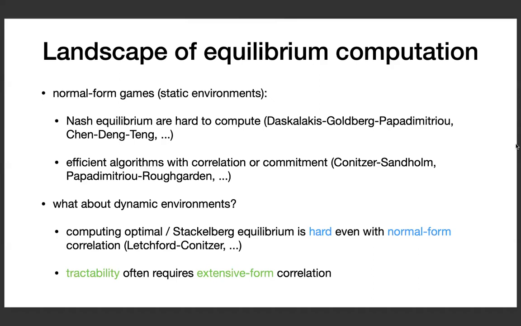What about dynamic environments? These games, it turns out, are more tricky than normal form games. So what do we know? We know that computing optimal or Stackelberg equilibrium is hard, even with normal form correlation. That's the kind of correlation that we consider in normal form games, which makes equilibrium computation easy in normal form games. Such correlation doesn't make equilibrium computation easy in stochastic or extensive form games, which are games in dynamic environments. What we do know about tractability is that tractability in dynamic games often requires extensive form correlation.